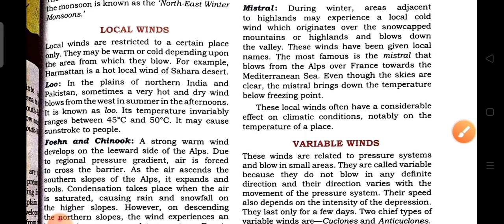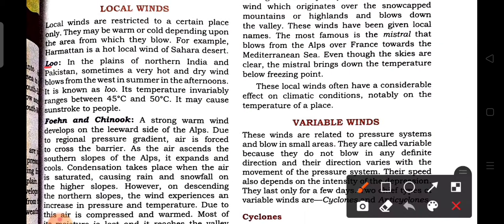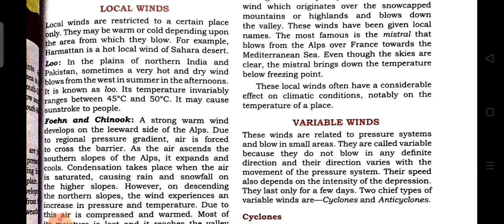Now we are going to study some local winds. The first is Lu. In the plains of northern India and Pakistan, sometimes a very hot and dry wind blows from the west in the summer and in the afternoon. So it is called Lu. So in the northern part of India and Pakistan, the hot dry wind that blows during the summer in the afternoon is called Lu.